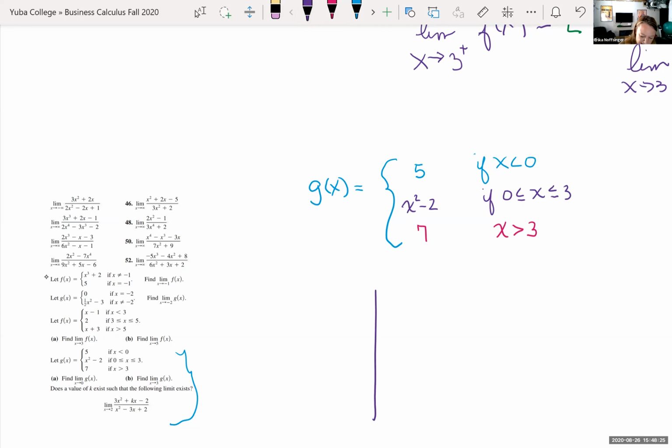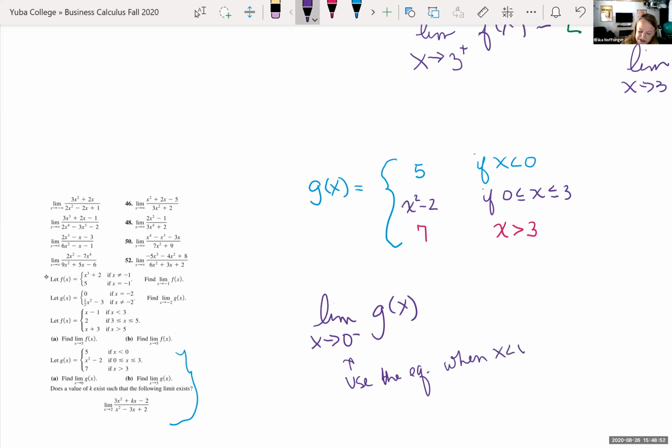Let's look at the limit as x approaches 0 on the left. So x approaches 0 on the left. So these are for values less than 0. So use the equation when x is less than 0. And if we did use this equation, our y value that we get back is 5.